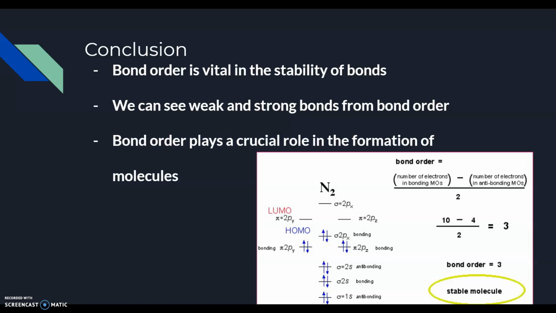You can see that it's the number of electrons in the bonding orbitals minus the number of electrons in the antibonding orbitals, divided by 2, and then you solve it. And the bond order is 3, and so it's a stable molecule because it is a bond order greater than 0. So that is my slide on the importance of bond order and how it affects anything, or just how it plays its role.